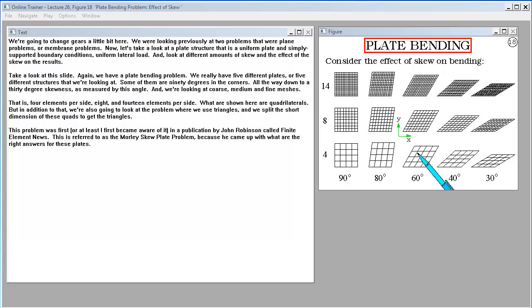This problem was first, or at least I first became aware of it, in a publication by John Robinson called Finite Element News. This is referred to as the Morley skew plate problem because he came up with what are the right answers for these plates.